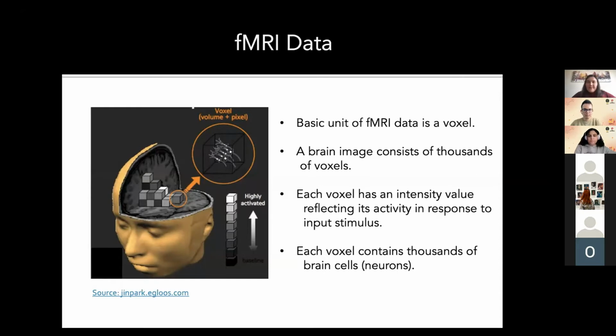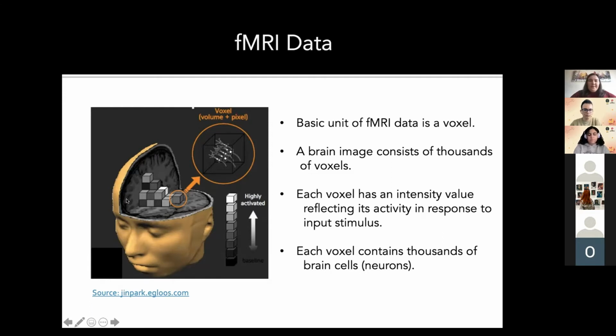But before I walk you through that step, I need to tell you what fMRI data looks like first. So fMRI data looks like a 3D matrix. Those of you who may be familiar with mathematics, linear algebra, it's basically a 3D matrix. And the basic unit of fMRI data is a voxel.